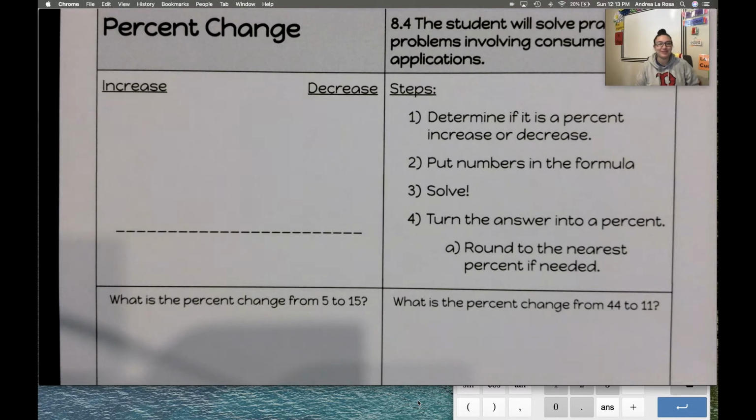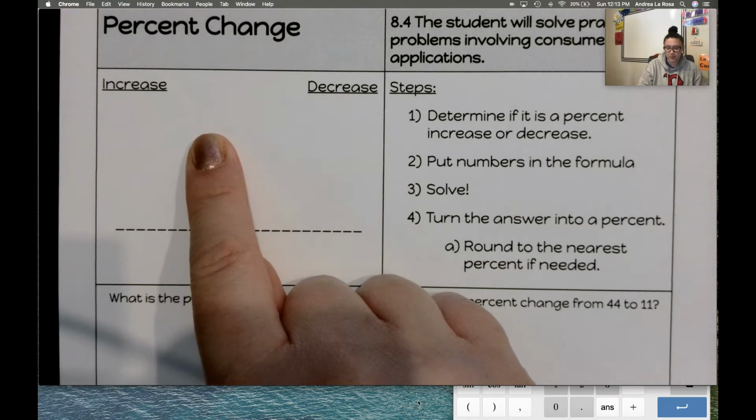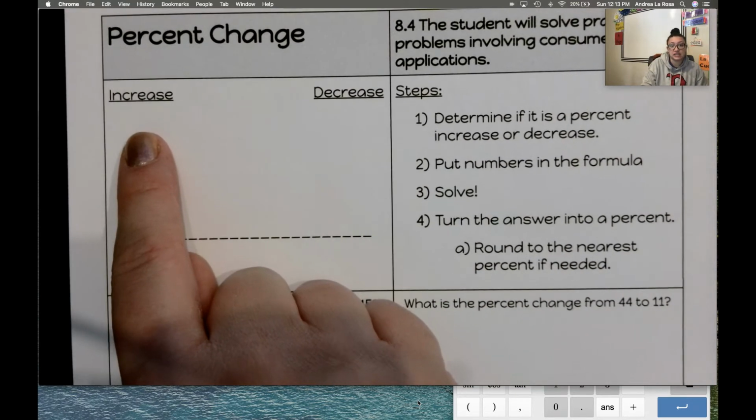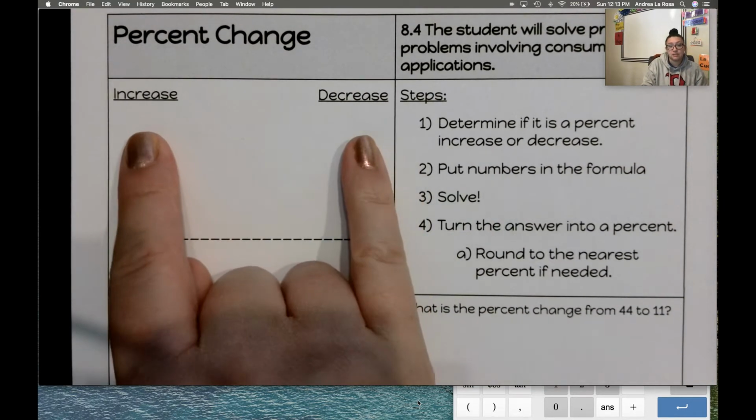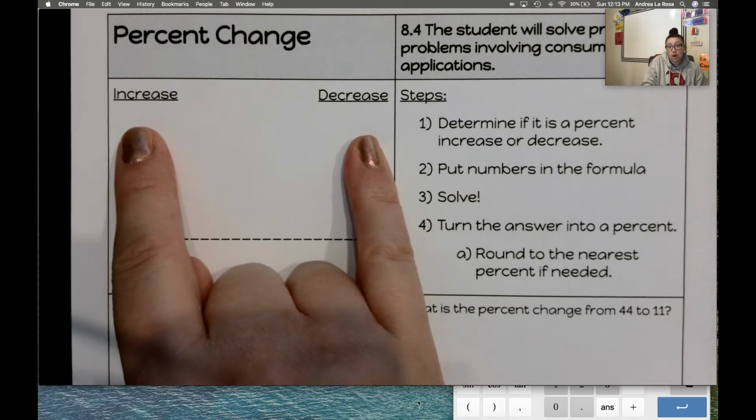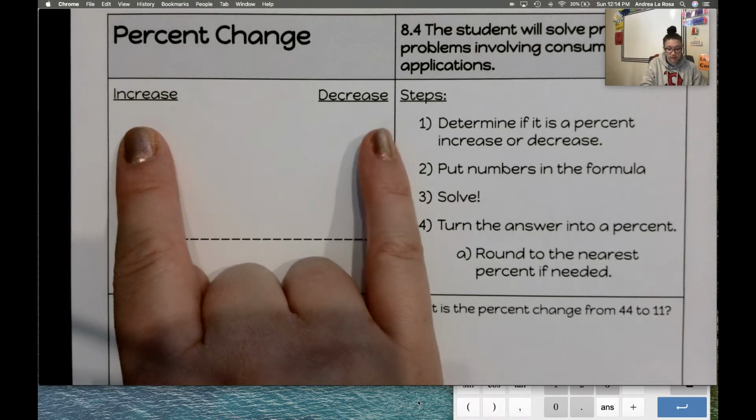Today we're going to be talking about percent change. We want to figure out by what percent something is growing or lowering, increasing or decreasing. What's that percent change? How much is something growing or shrinking? So when we see percent change, it could be a percent increase or it could be a percent decrease.